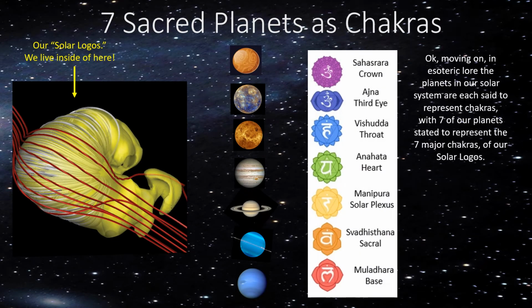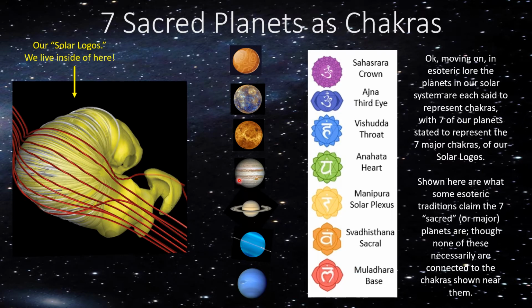Okay, moving on. In esoteric lore, the planets in our solar system are each said to represent chakras, with 7 of our planets stated to represent the 7 major chakras of our solar logos. And I forgot to mention, these red lines were just simply the way they were trying to compile the pictures of the various satellite images. These red lines are not actually part of the photo. It's part of the computer trying to put the photos together.